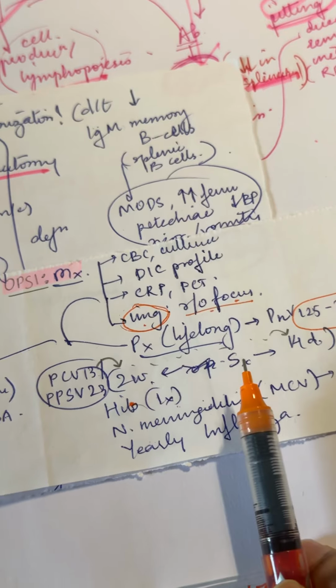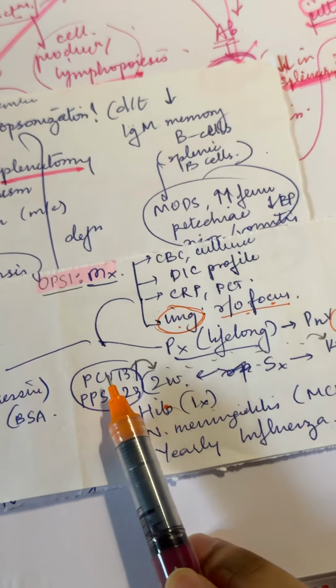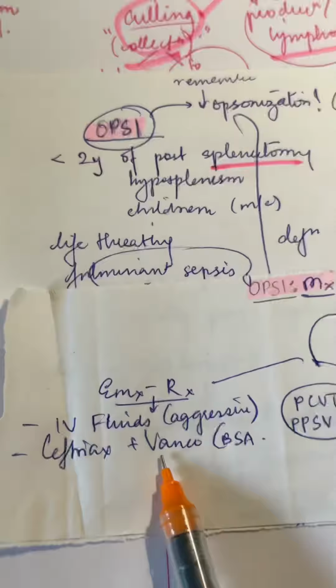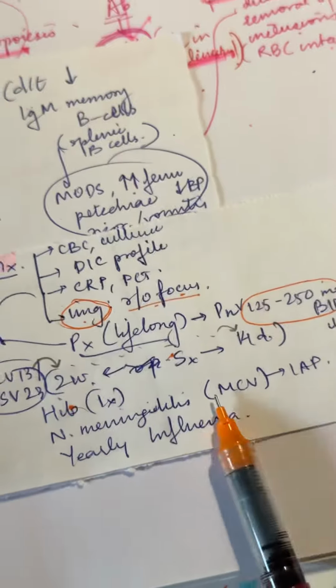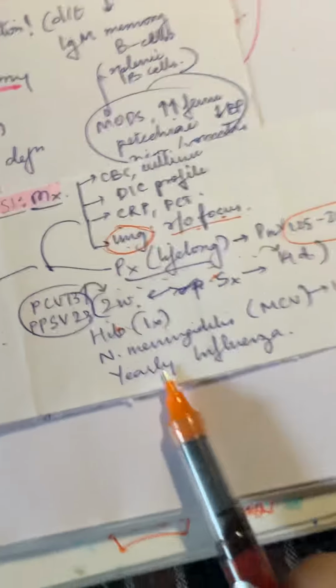Also, for a planned splenectomy, 2 weeks before it, we have to give the patient pneumococcal conjugate and polysaccharide vaccines, and it is repeated 14 days after the surgery also. Other vaccines include Haemophilus influenzae once, meningococcal vaccine according to the IAP, and a yearly influenza vaccine as well.